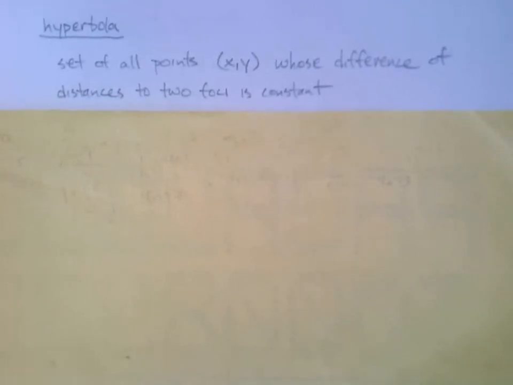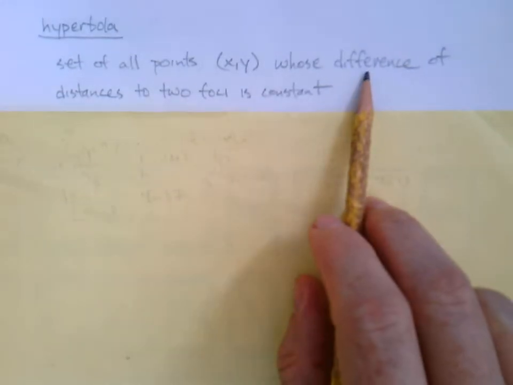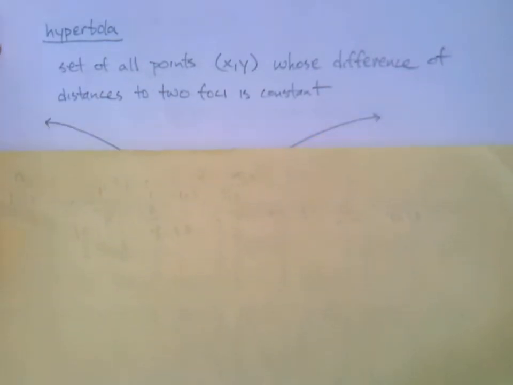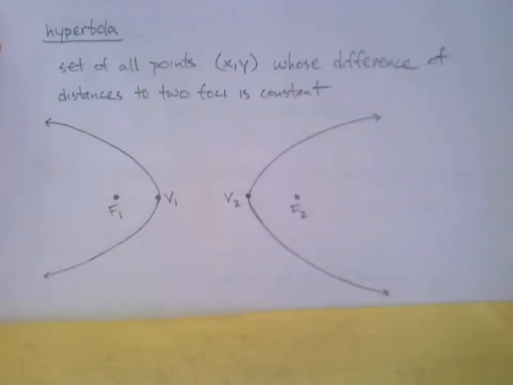To define the hyperbola, it is the set of all points (x, y) whose difference of distances to two foci is constant. So we'd alter the definition of the ellipse just slightly. Instead of summing distances, we now take the difference of distances. Let's see that in a drawing. That'd be helpful.